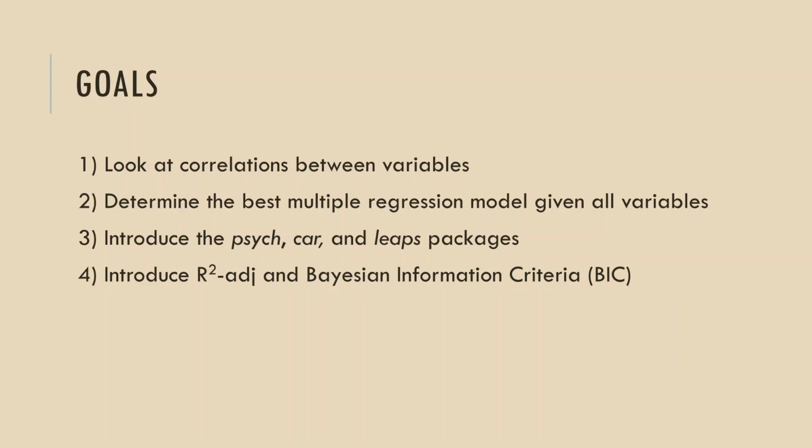And then, so I've just mentioned that psych package, and then the car and the leaps packages, those help us do model selection, making model selection a bit easier, which is great. And then number 4, sort of using R-squared adjusted and this BIC, this Bayesian information criterion, to figure out which model is the best.